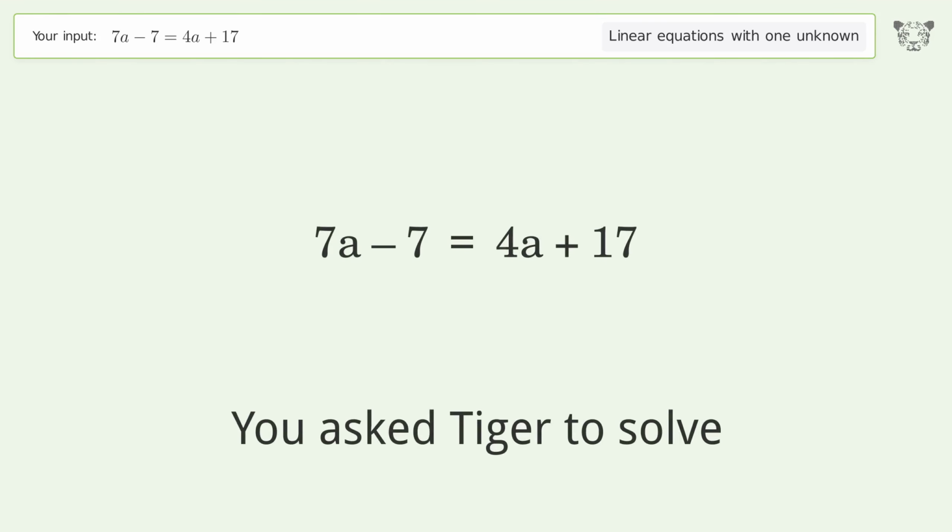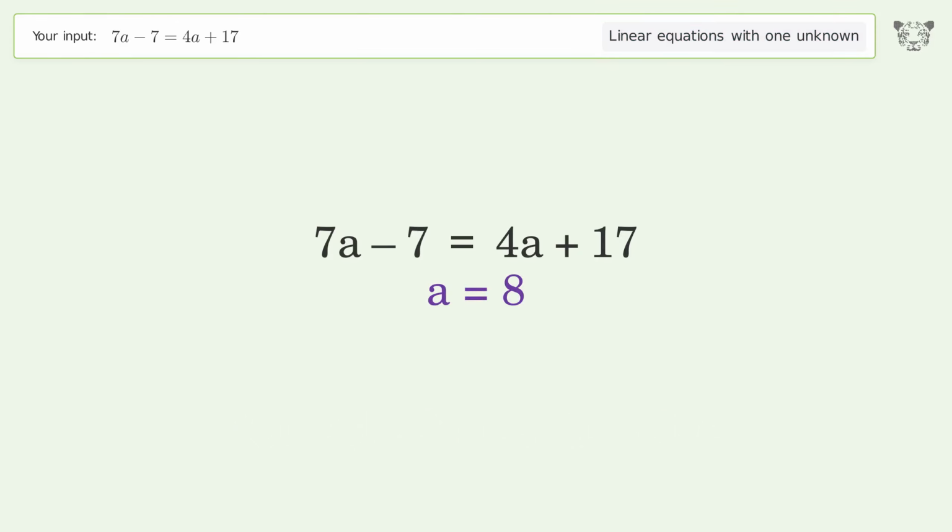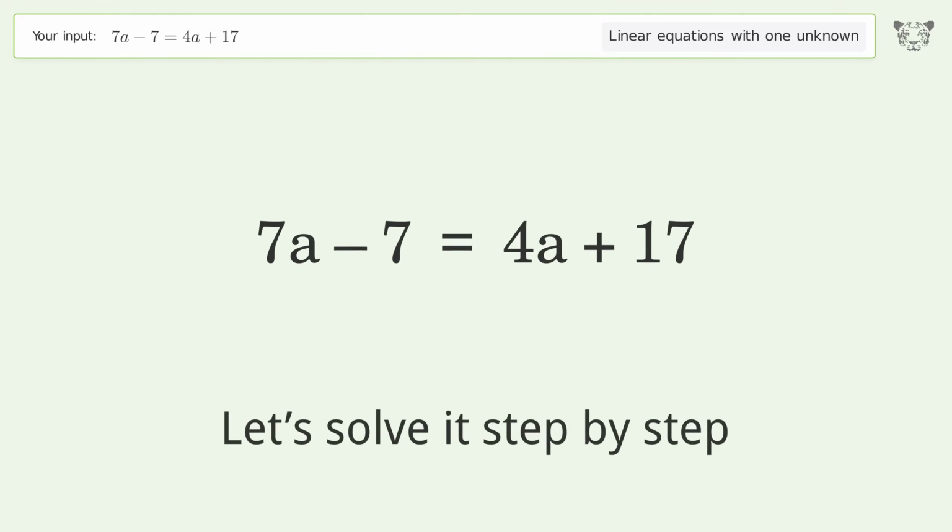You asked Tiger to solve this. It deals with linear equations with one unknown. The final result is a equals 8. Let's solve it step by step.